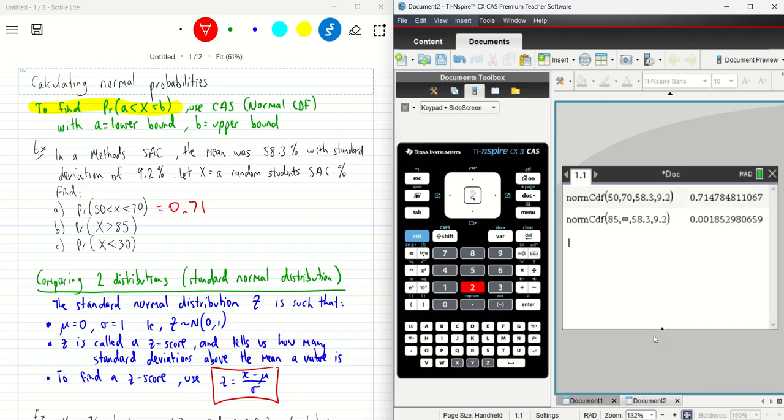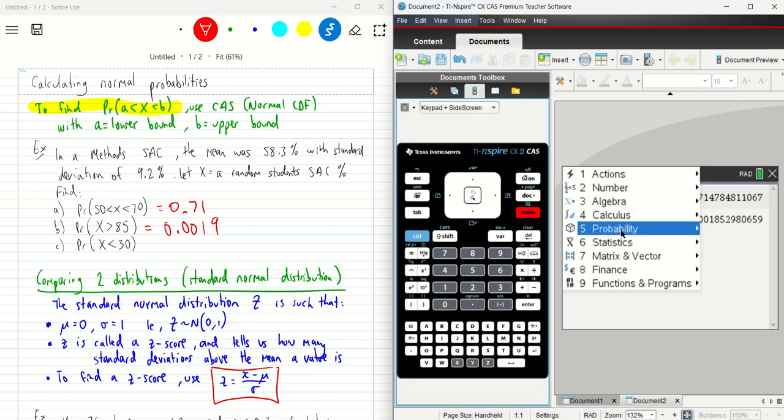And so that's a very, very low probability of getting greater than 85% in this SAC. So that's 0.00, let's do 19. So that's the probability of getting greater than 85. We'll just do one more. What's the probability of getting less than 30?